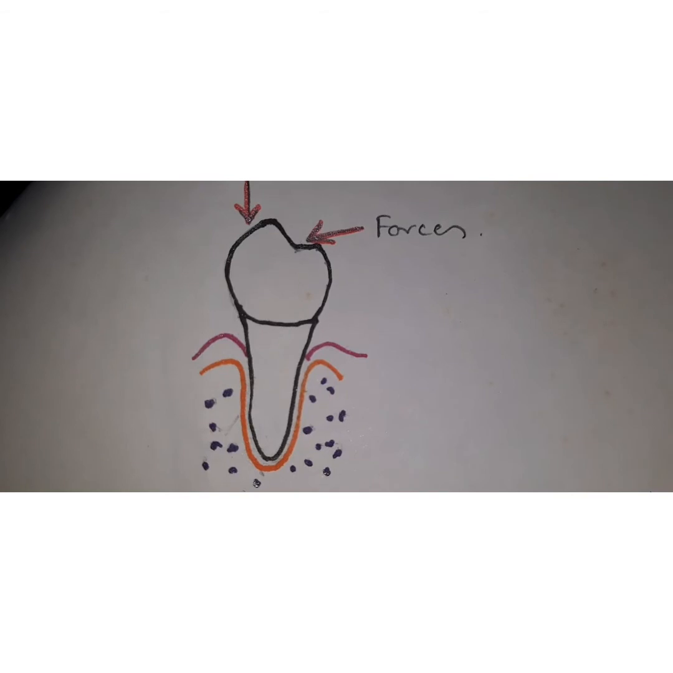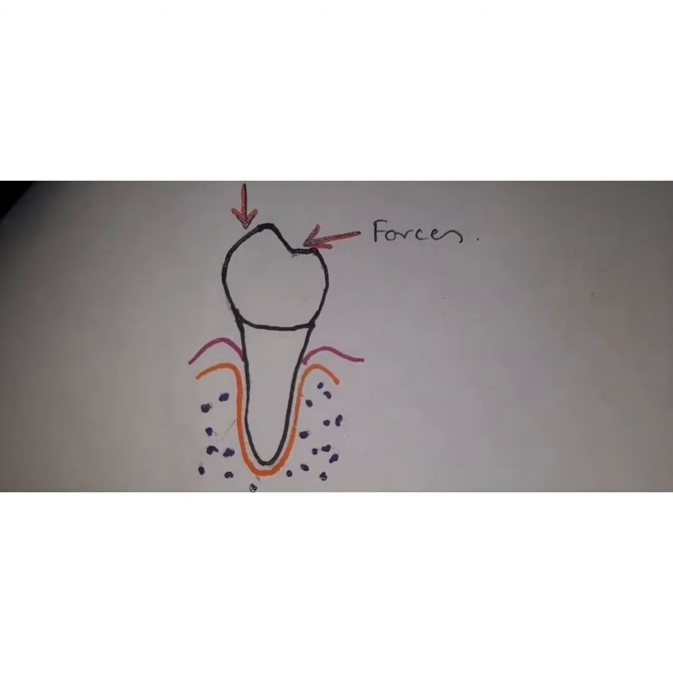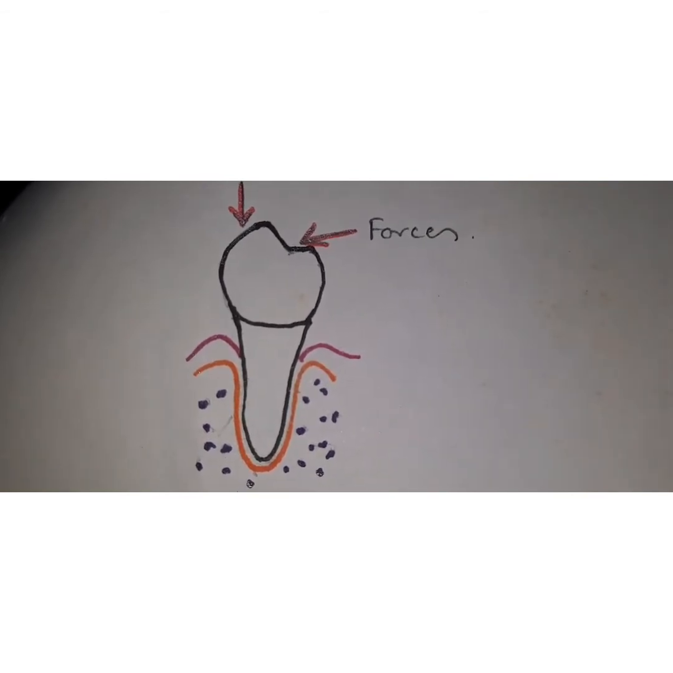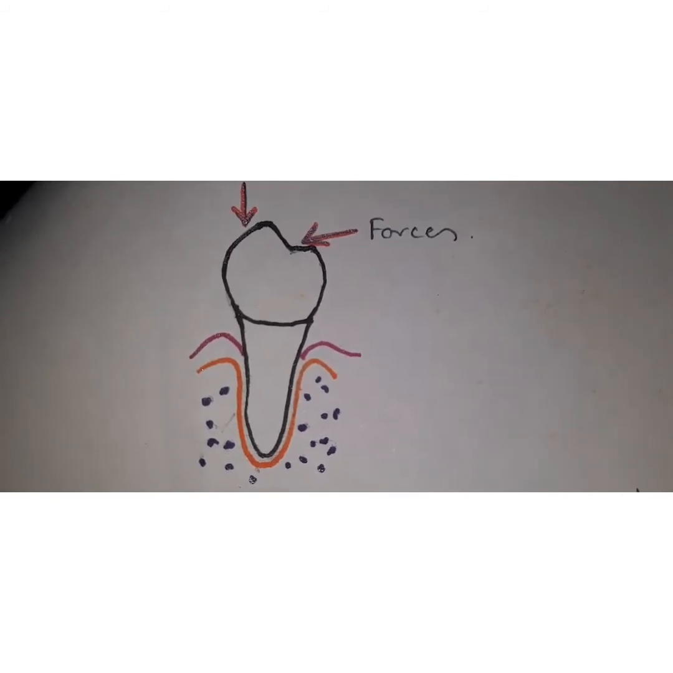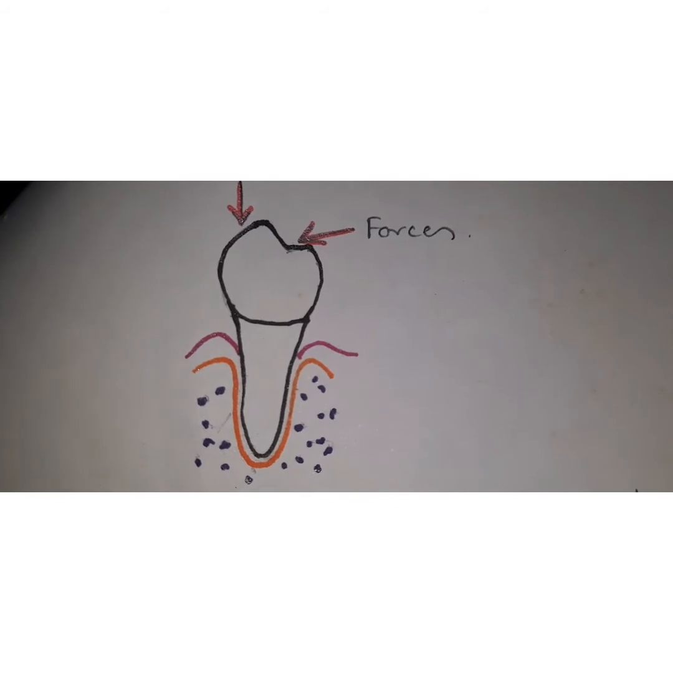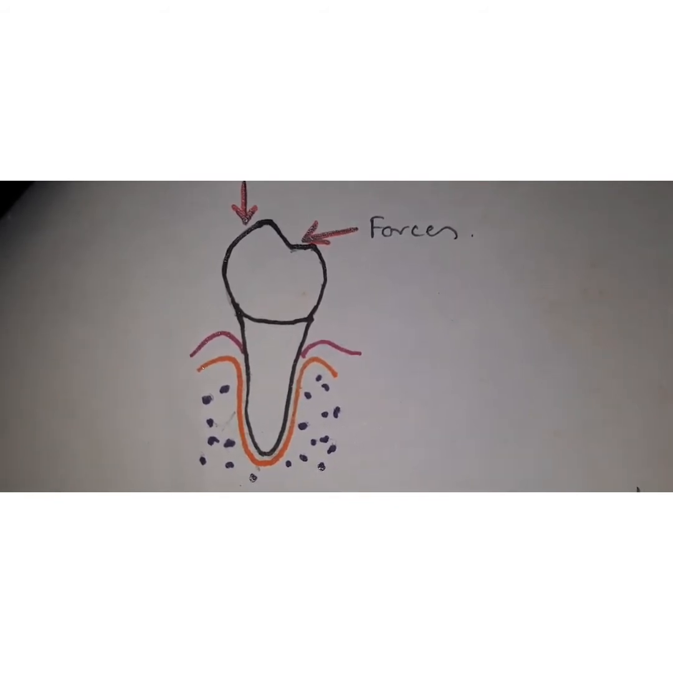In fact, you have to make sure that there is no premature contact. You should check the occlusion before sending the patient after your treatment, and you should correct accordingly. Any premature contact, you should definitely reduce that and make sure that the patient is able to bite evenly on both the sides and there is no high point as such.